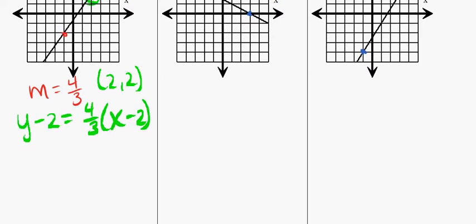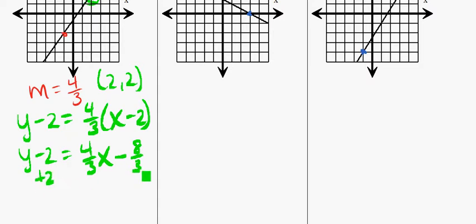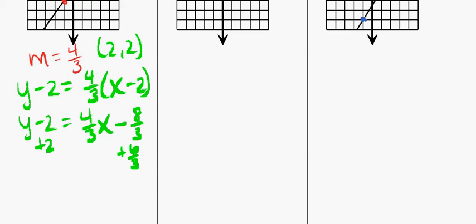Now we go ahead and convert to slope-intercept form. So we're going to distribute the 4/3. We have y minus 2 equals 4/3 x minus, when we multiply 4/3 times 2, we get 8/3. And then we want to add 2 to both sides. But when we're adding 2, we want to have a denominator of 3, so that's the same thing as adding 6/3. 6/3 is also 2. So we get y equals 4/3 x, and negative 8/3 plus 6/3 gives us minus 2/3.